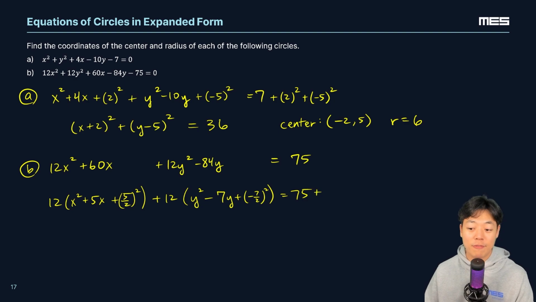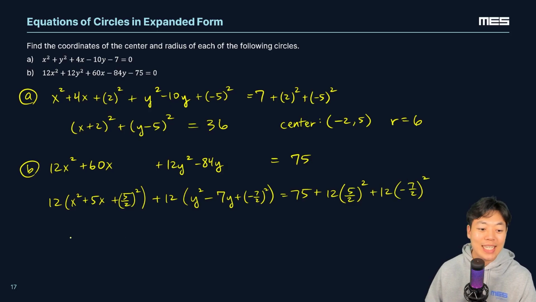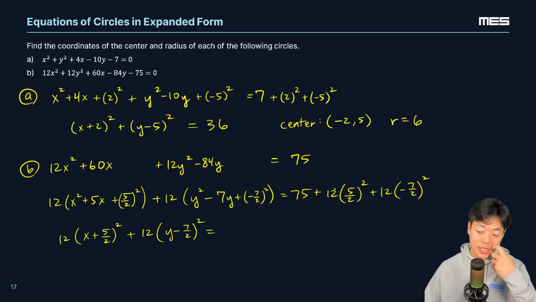Now here we have to be careful. Completing the square, we must add a 12 times 5 over 2 squared and add a 12 times -7 over 2 squared. Now we have 12 times x plus 5 over 2 squared plus 12 times y minus 7 over 2 squared equals, let's see what we get here.